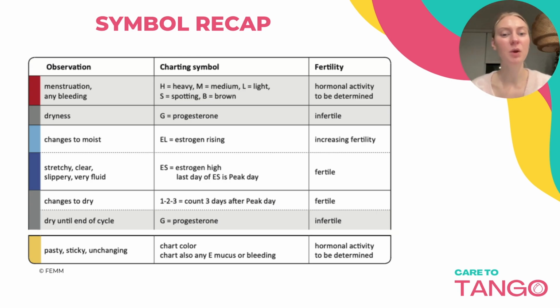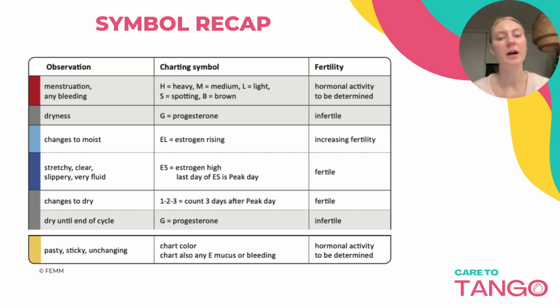And then we have our E mucus days. We have a light blue for EL, which means rising estrogen. This is your moist sensation. And then we have ES for stretchy, clear, slippery, very fluid, and lubricative. That one is our dark blue, and this represents high estrogen. And remember that peak day is the last day of any ES mucus.